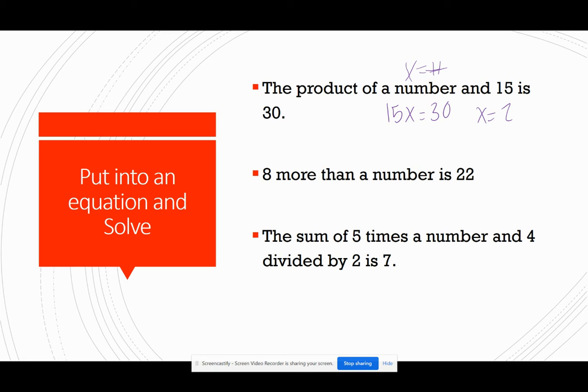Let's try the third one that's a little bit more intense. The sum of 5 times a number and 4 divided by 2 equals 7. So 5 times a number is 5x, plus, because we're doing sum, 4 divided by 2 is 2, equals 7. So the sum is addition of 5 times a number and 4 divided by 2. 5 times the number is 5x, 4 divided by 2 is 2. Add them together, set equal to 7. I would then subtract 2 from both sides. I get 5x equals 5. Divide by 5, and I get x equals 1.